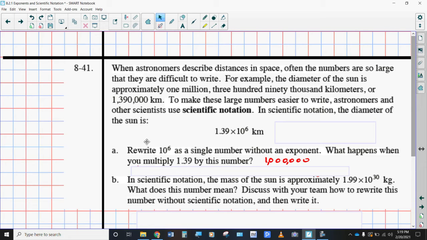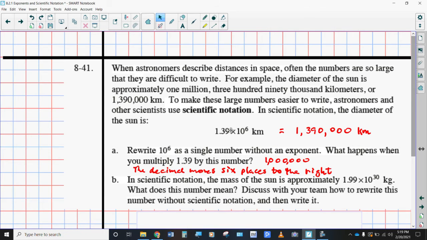But if we're going to write that in standard form, what we talked about in previous lessons, especially in yesterday's lesson, is you would move the decimal 6 places to the right. And so that's how you end up getting 1.39 times 10 to the 6th. The decimal would normally be here, but you go 1, 2, 3, 4, 5, 6, and then it goes there. So it ends up being 1,390,000.